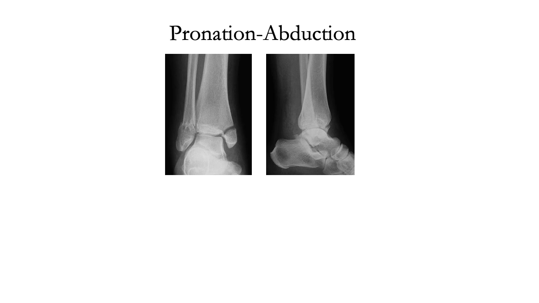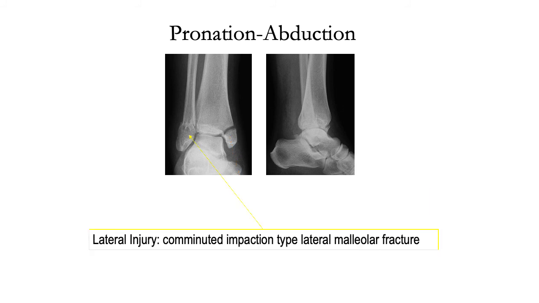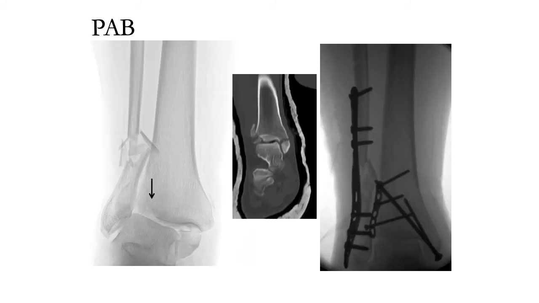Pronation abduction injury. There is a transverse or oblique fracture of the medial malleolus with an impacted or comminuted fracture of the lateral malleolus. So you have to do open reduction internal fixation for the fibular fracture and malleolar screws for the medial malleolar fracture. Sometimes there is an associated fracture of the articular surface of the lateral part of the tibia, which is called a Tillaux fracture, and you have to do open reduction and internal fixation for such a fracture.